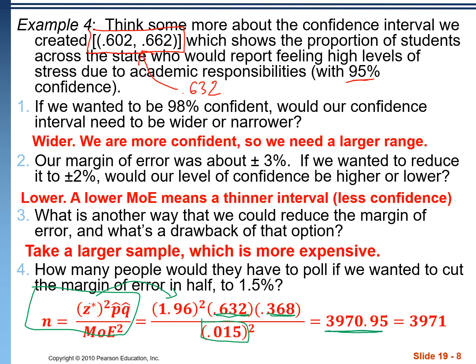3,970.95. This always gets rounded up, so even if this was 0.05, even though it's closer to go down to 70 instead of 71, we would still go up. Regardless of what the decimal is here, we always round this up. Our answer is 3971.